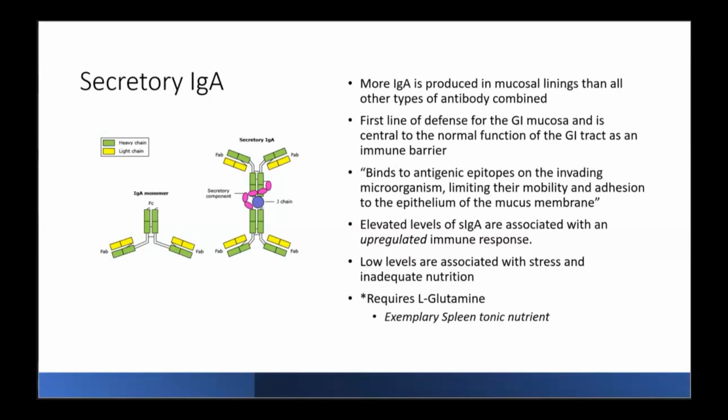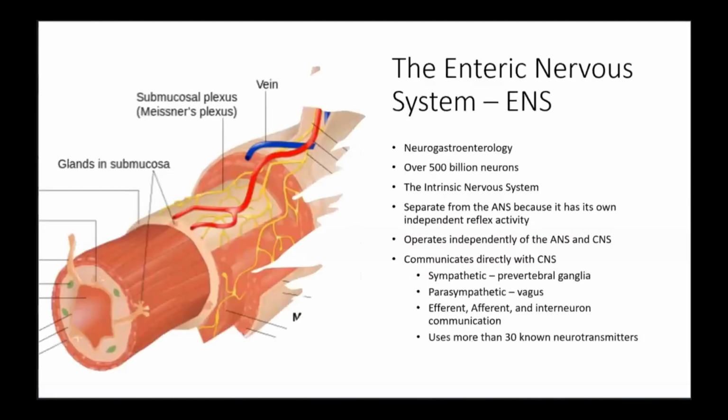And you got to have L-glutamine to make it. Okay? So L-glutamine is our exemplary spleen nutrient. So when people are spleen deficient, glutamine is the most powerful nutrient to tonify them.